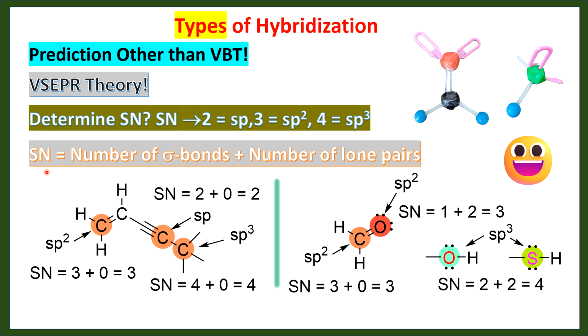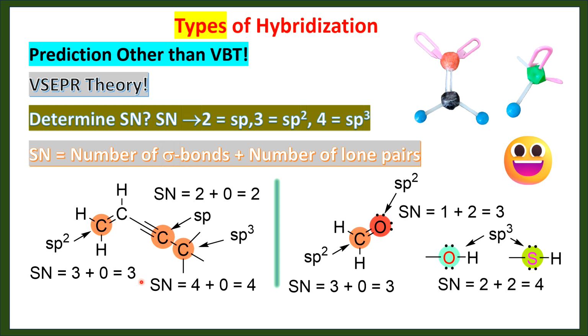The steric number can be found if we know how many sigma bonds are attached to that atom and the number of lone pairs on that atom. Let's see one example here. This is a hydrocarbon. First, this carbon is attached with one, two, and the C-C one sigma bond. So three sigma bonds but no lone pair. That means steric number 3 plus 0.